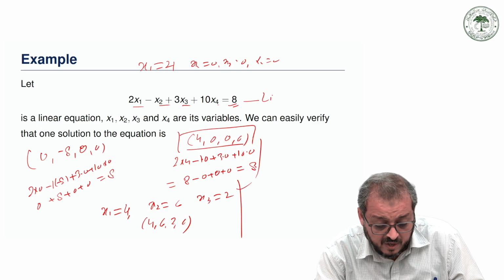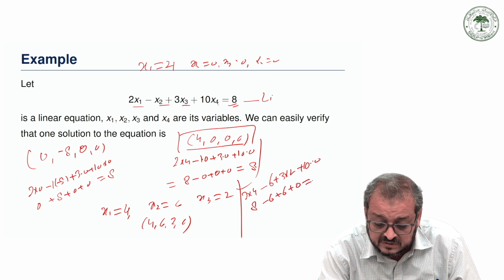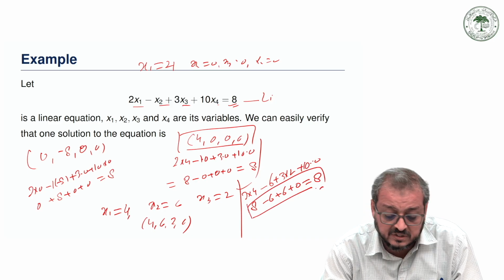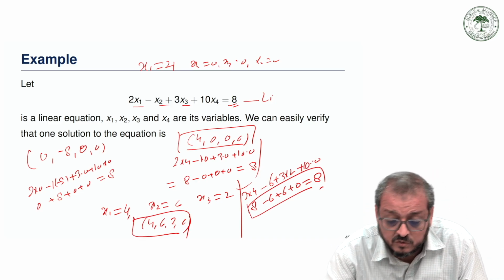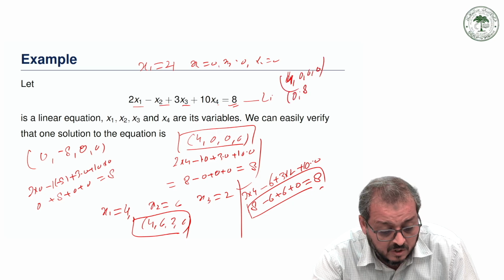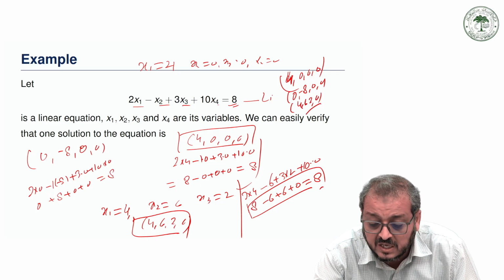Why is it one of the solutions? We take 2 into 4 minus 6 plus 3 into 2 plus 10 into 0. This is equal to 8 minus 6 plus 6, and this is again giving 8. So clearly this is another one of the solutions. This means we have 3 different solutions. One is 4, 0, 0, 0, which is one of the solutions. You can say that 0, minus 8, 0, 0 is a solution. And 4, 6, 2, 0 is also a solution.